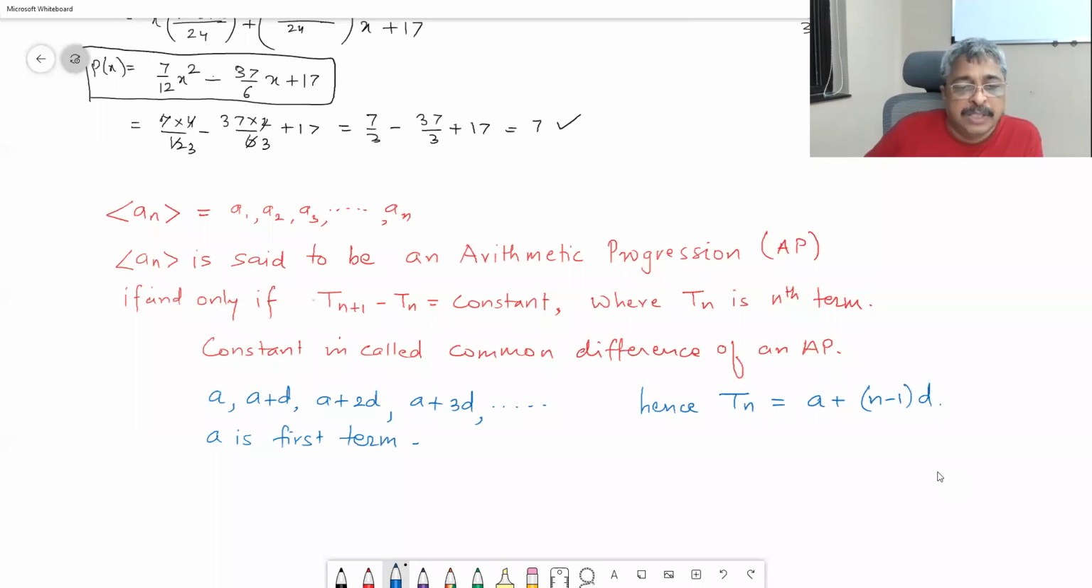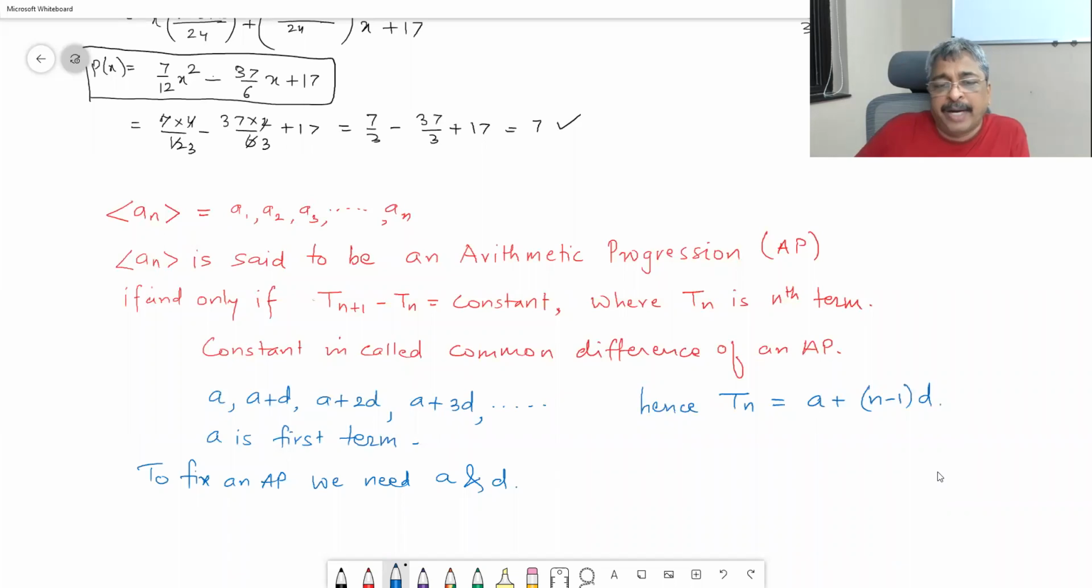So if we know two things, one, to fix an AP, we need A and D. First term and common difference, we can fix the arithmetic progression. So if some additional information is given to you, you should arrive at what is the first term and what is the common difference. That means you have identified the arithmetic progression.